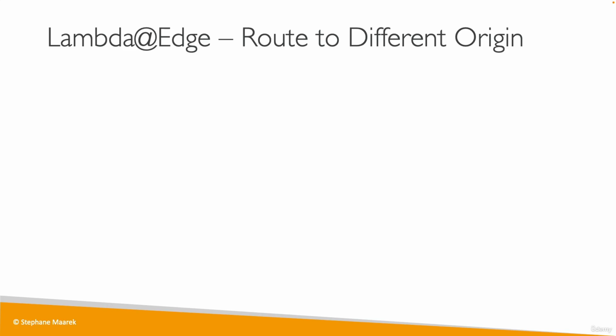So here is a use case for Lambda@Edge where you can use it to route to a different origin and reduce the latency of some calls from CloudFront Edge. So how does that work?